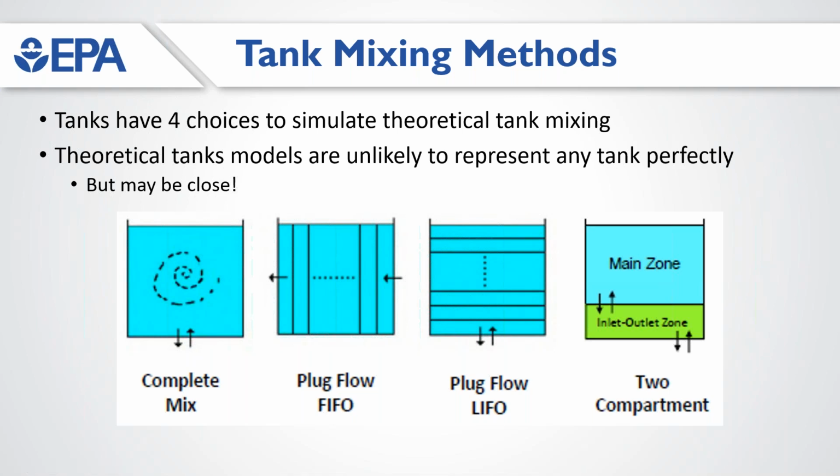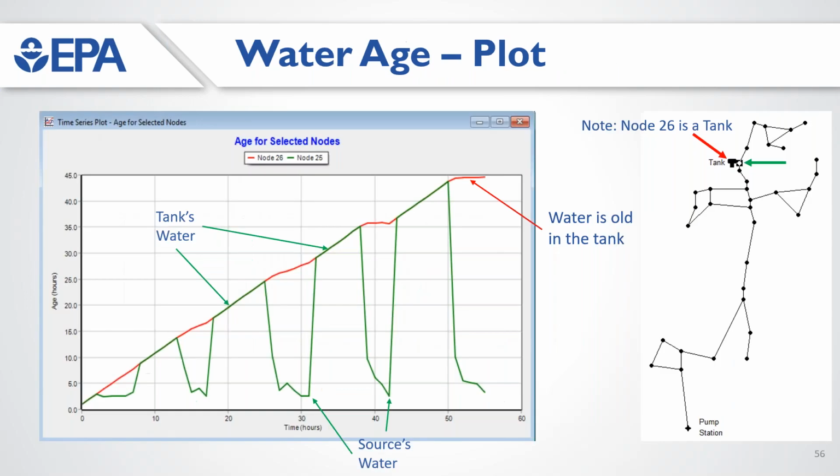Yeah, it can be close, but probably none of them are a perfect match for your system. Water age, you can see here there are two nodes. Node 26 is a tank. Node 25 is a node out of the tank.